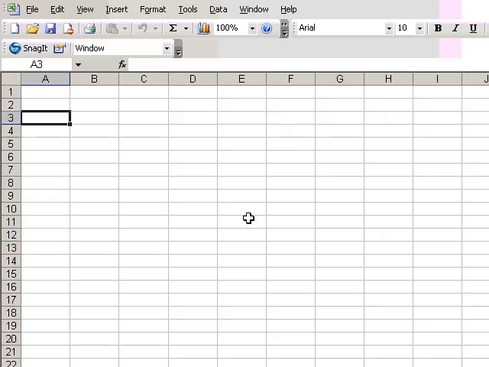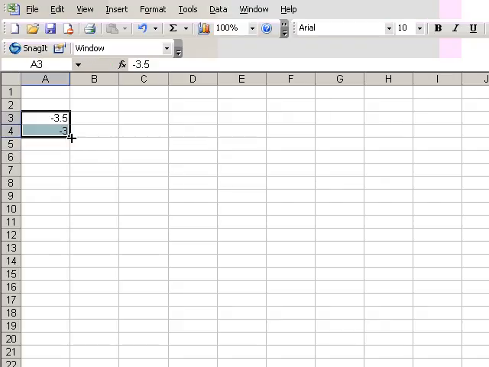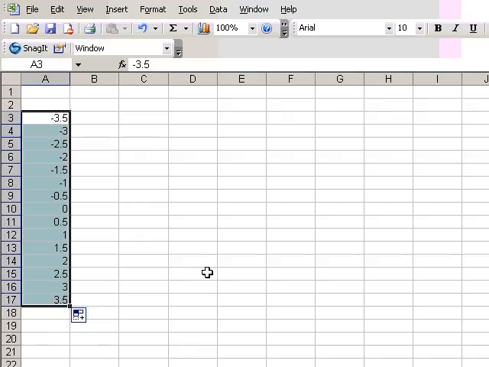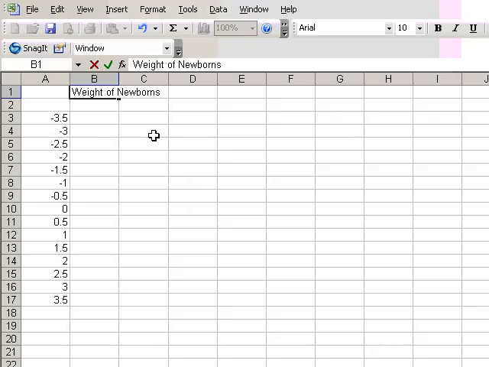To begin the discussion, I'm going to put in standard deviation units, and I'm going to go all the way from minus 3.5 to 3.5. So these are the standard deviation units. Now here I'm going to put weight of newborns, and here I'm going to put weight, and here probability.